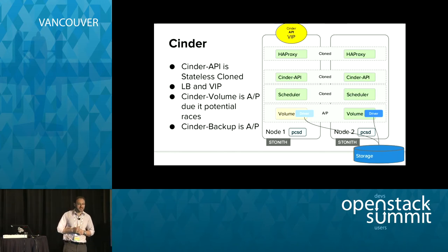But lucky us, we have the design session as well during the OpenStack Summit, and basically this is one of the topics that the Cinder developers are currently trying to address with various locking mechanisms for Cinder volumes to make sure that there aren't any race conditions within the service itself. And Cinder volume is still active-passive as well, and I'm assuming that once the Cinder volume is taken care of, we can use the same principles to apply on the Cinder backup as well.